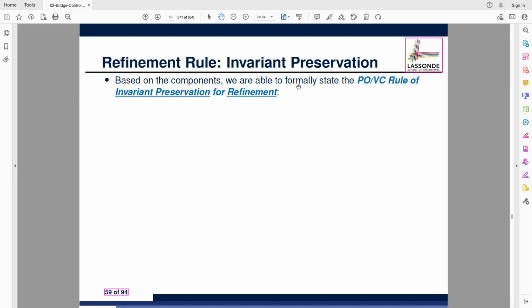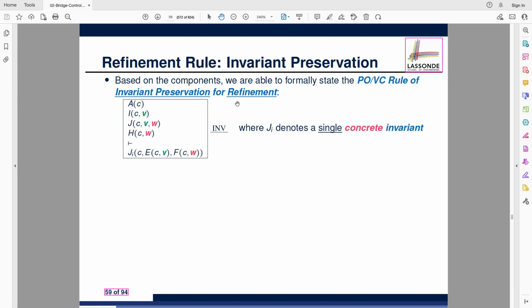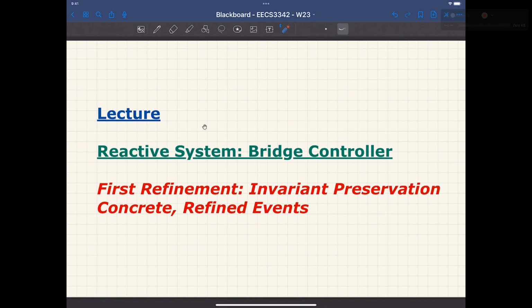Okay, for invariant preservation, we actually talked about it when we talked about M0. So there should be no surprise, not too much. There will be some minor thing you have to watch out for, which I'll show to you. All right, so this is the proof obligation rule. Let's take a look at that more closely.